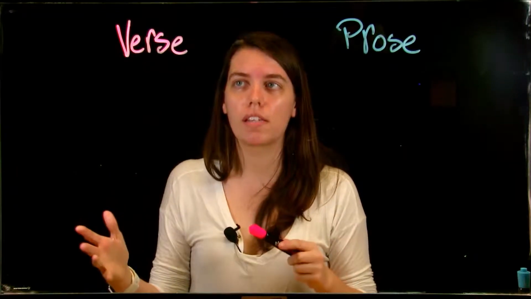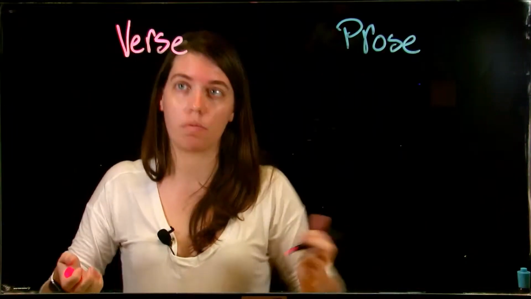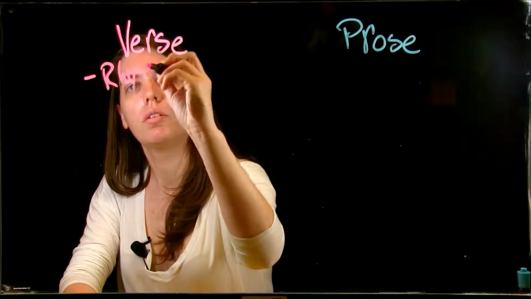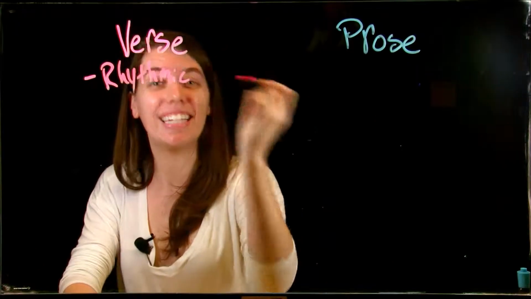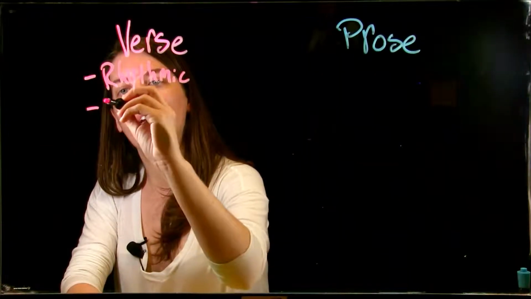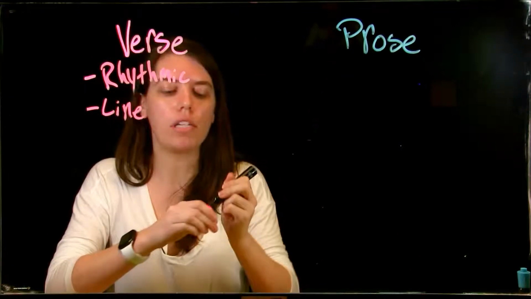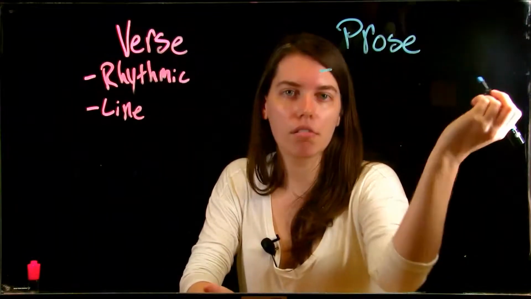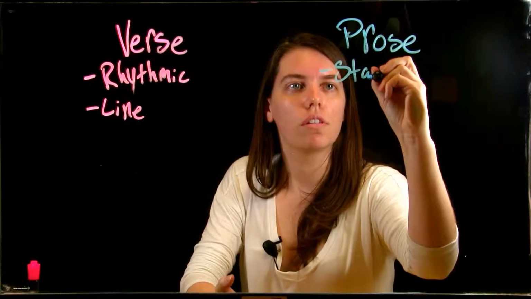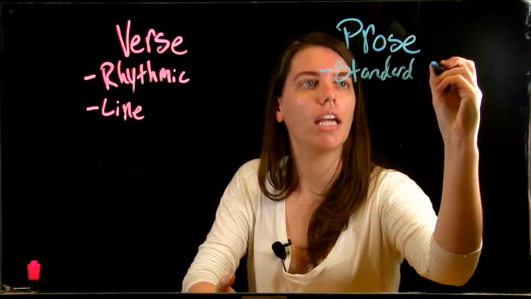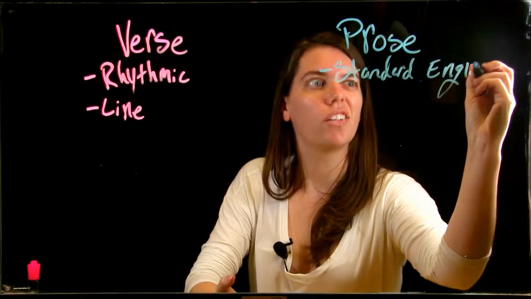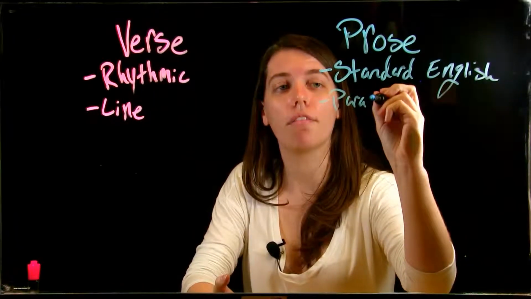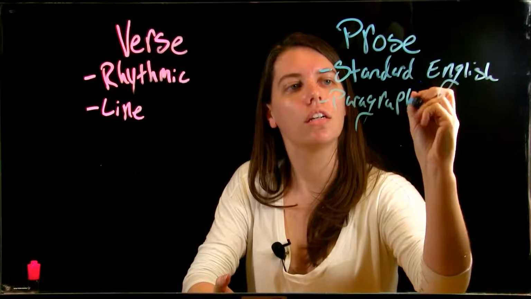Before we break those down though, we want to know, why would we scan verse? Verse gets scanned for several reasons. One, the way it's written is very rhythmic. There's definitely a cadence to it, and it's also written in a line format, so it's not how we write paragraphs. Whereas prose sounds like standard English, so it doesn't really have a cadence to it. It's just how we speak as individuals, and it is written in paragraph form. So it is really easy to read.